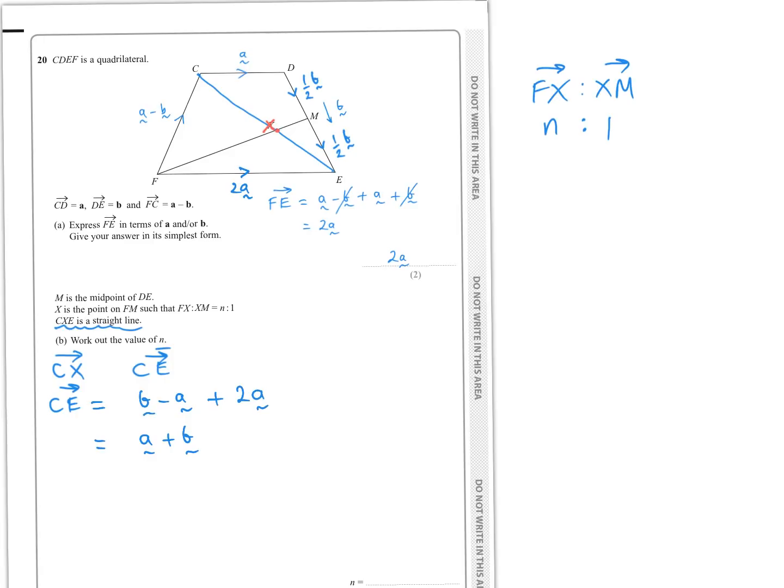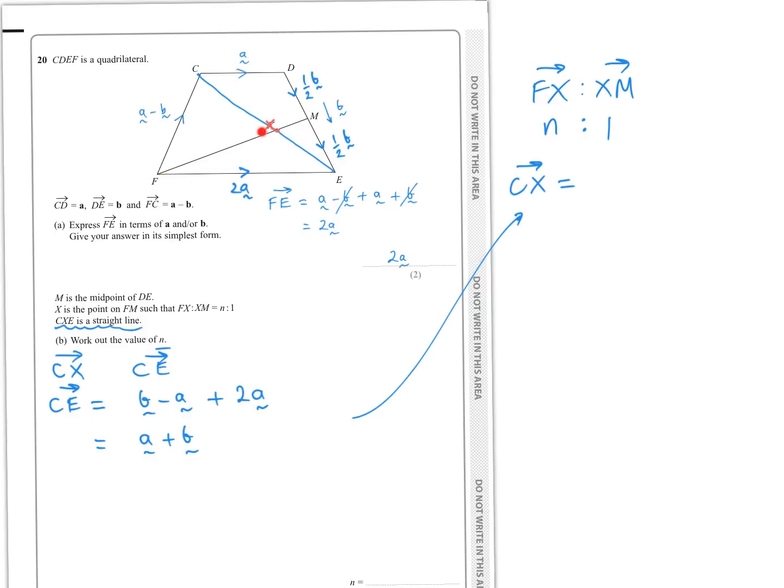Now I'm going to, up here, so I've got a bit more room, I'm going to just try and find CX. So let's have a think, what's the best way of getting from C to X? I would say that it'll be a good idea to go, and I'll just show you this. If I want to go from here to here, I'm going to go this route.